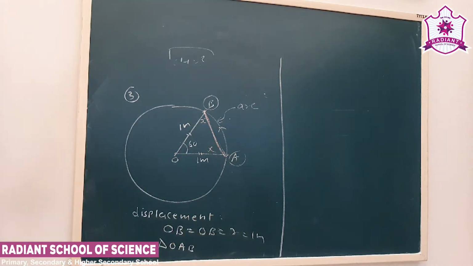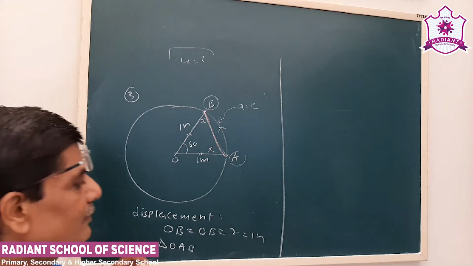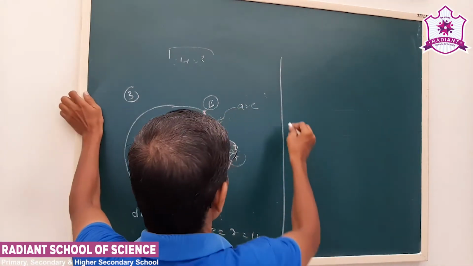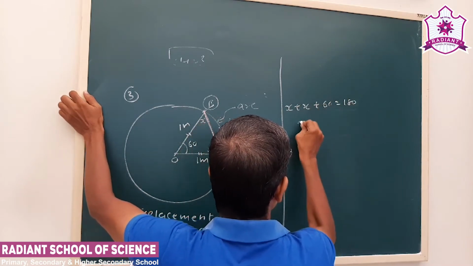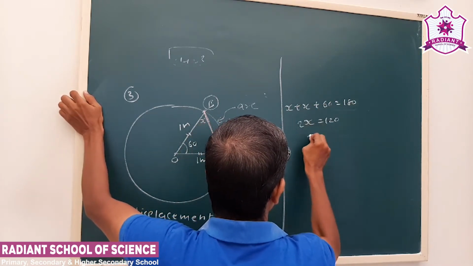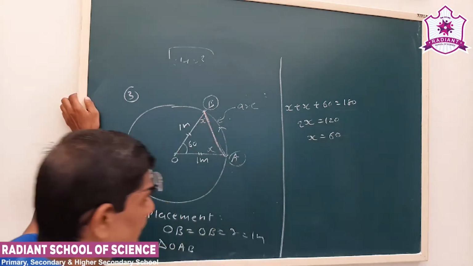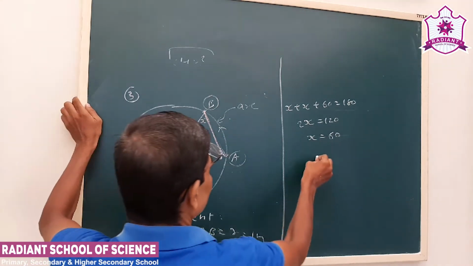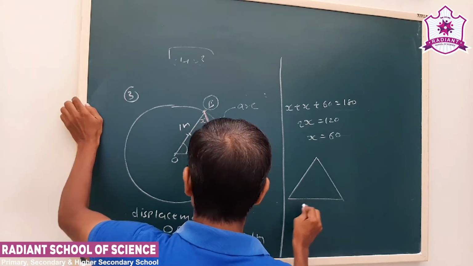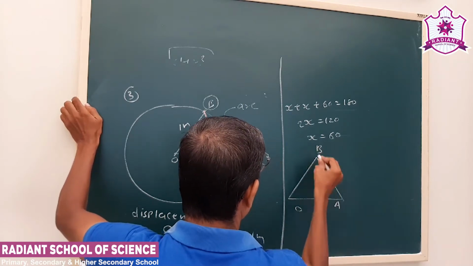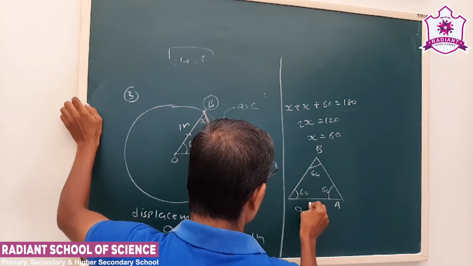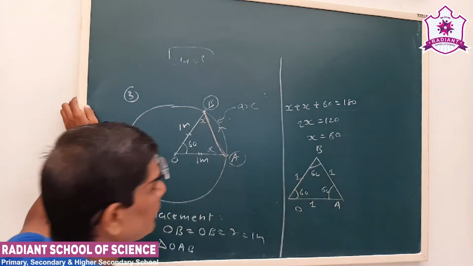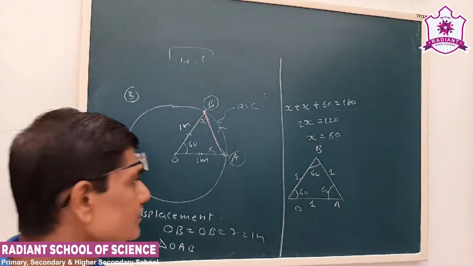Now we know the angle sum property of the triangle: the sum of the three angles is 180. So here 2x is 60. So in triangle OAB, this was 60, and this also we have obtained 60. So all three angles are 60.